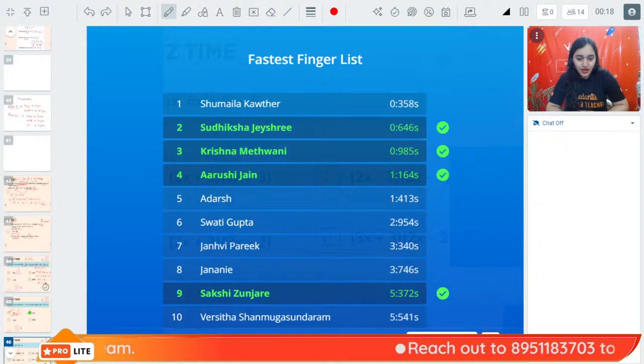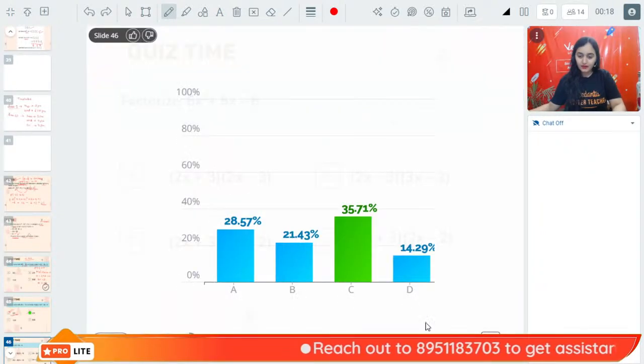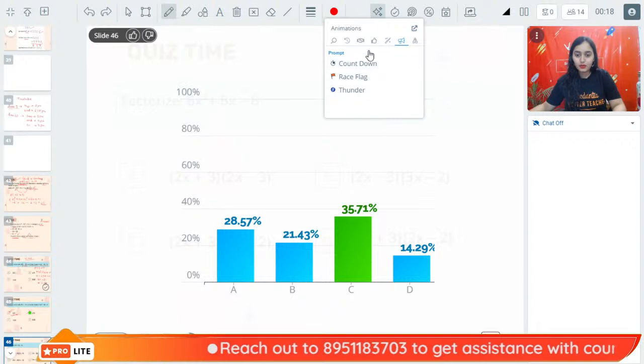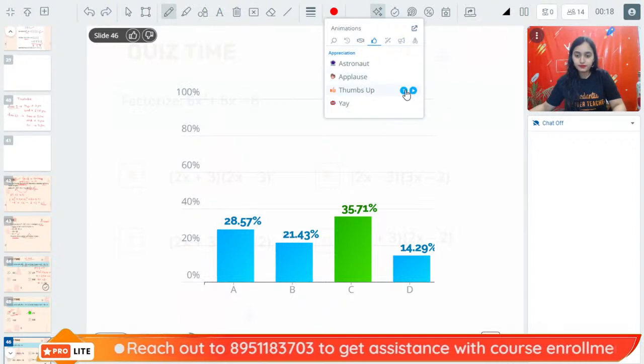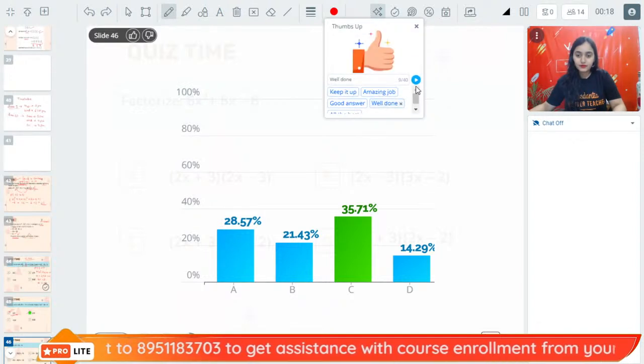Very good. Sidiksha, Krishna, Arushi, and Sakshi have given the right answer. And well done, bacho.